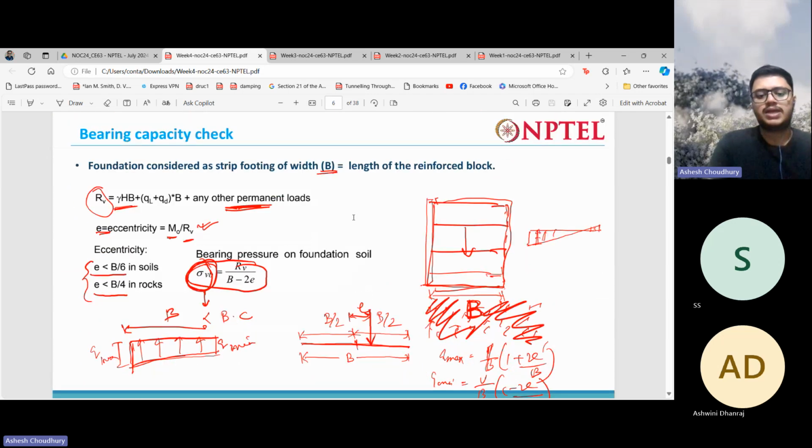Then at last we have the bearing capacity check. The bearing capacity of the foundation soil should be high enough to take the load that is coming, right? So that we actually found out.